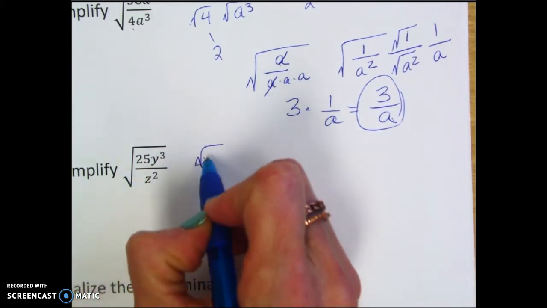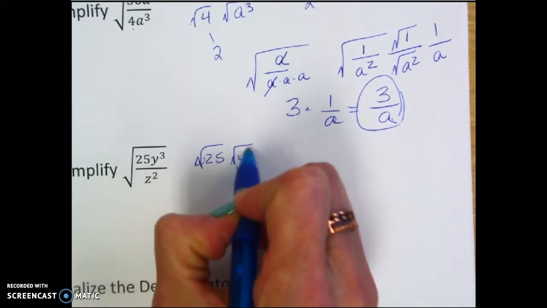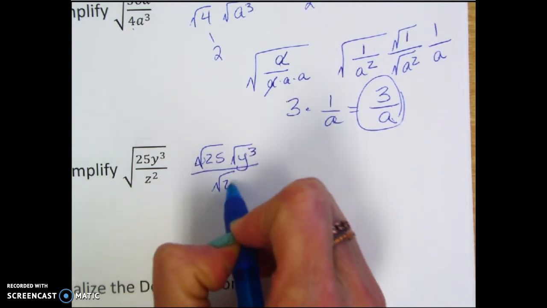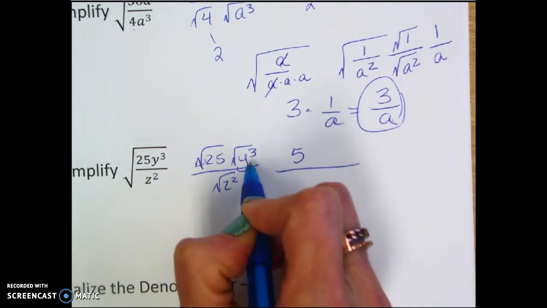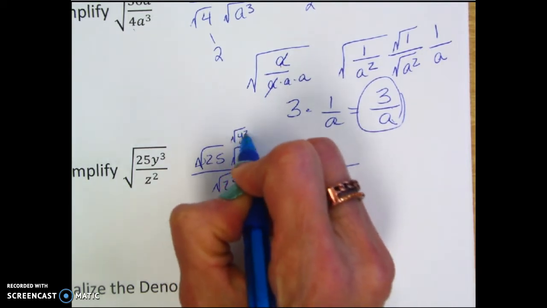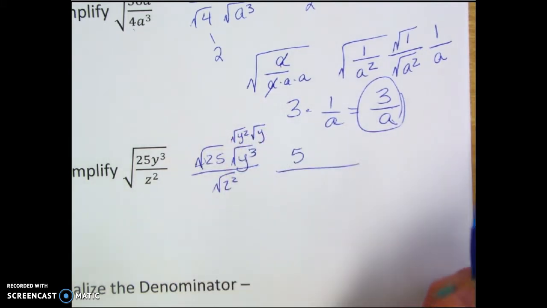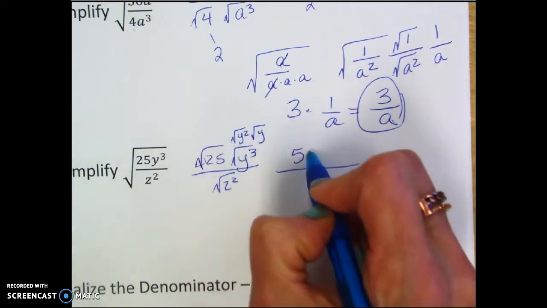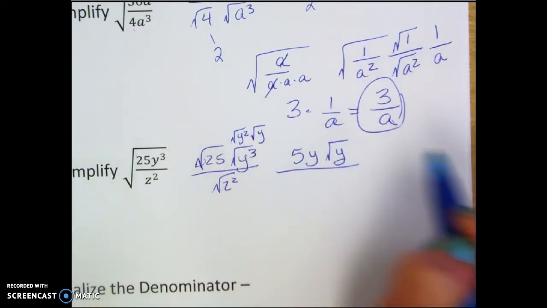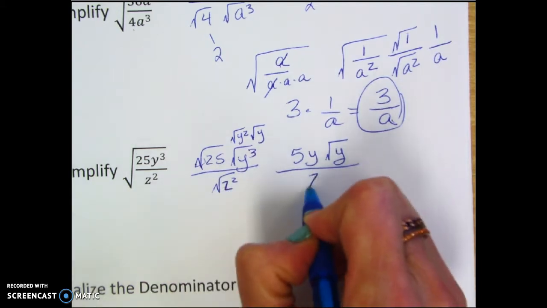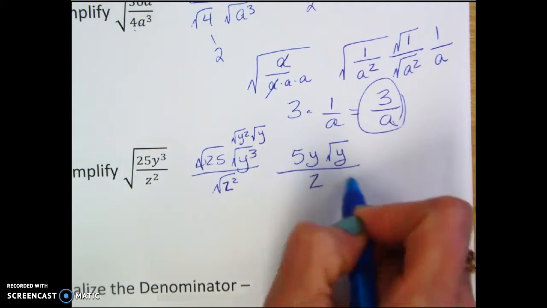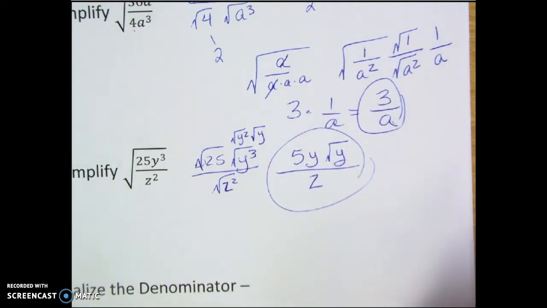The square root of 25, square root of y to the third, and the square root of z squared. Well, square root of 25 is 5. Y to the third is y squared times a y in the square root. Square root of y squared is just y. Square root of y doesn't simplify. And the square root of z squared turns out to just be z. So this is what we would get when we simplified that.